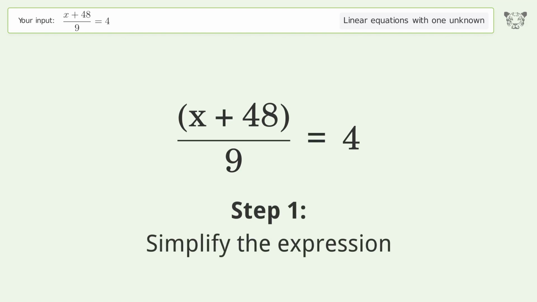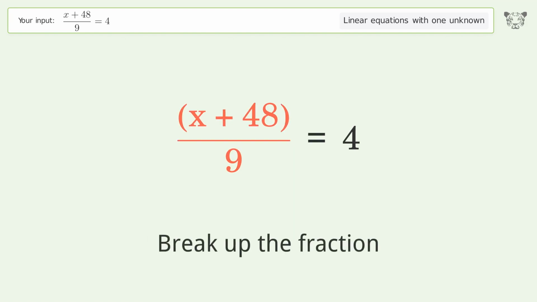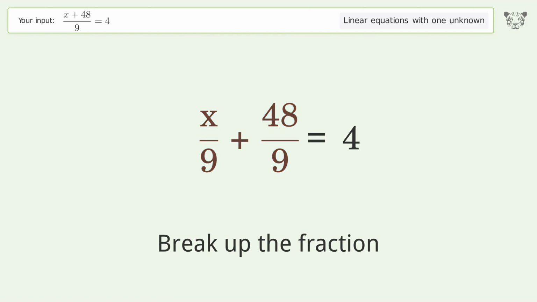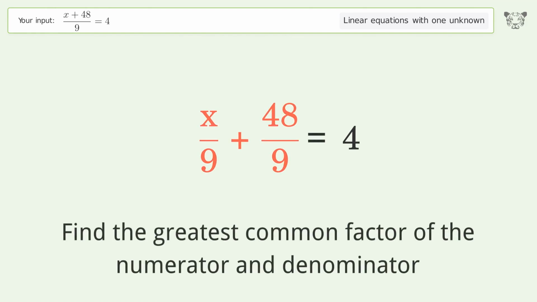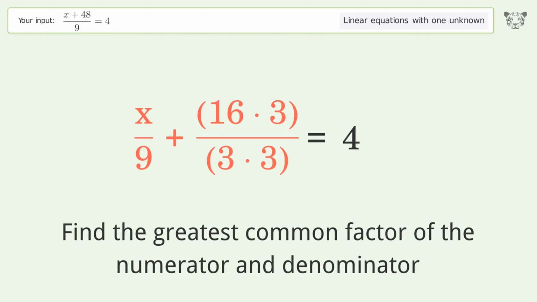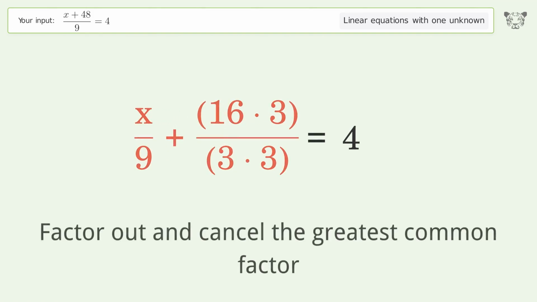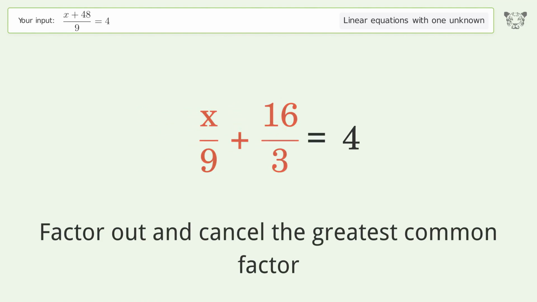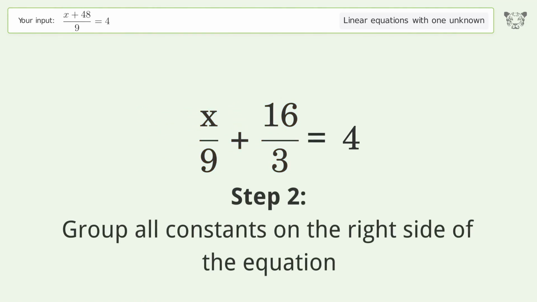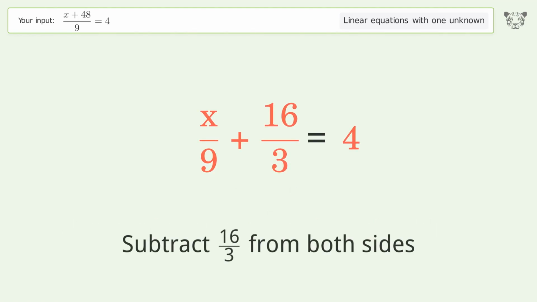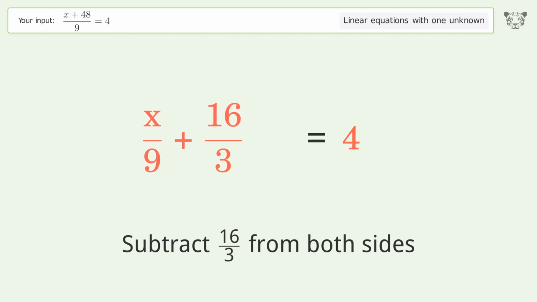Simplify the expression. Break up the fraction. Find the greatest common factor of the numerator and denominator. Factor out and cancel the greatest common factor. Group all constants on the right side of the equation. Subtract 16/3 from both sides.